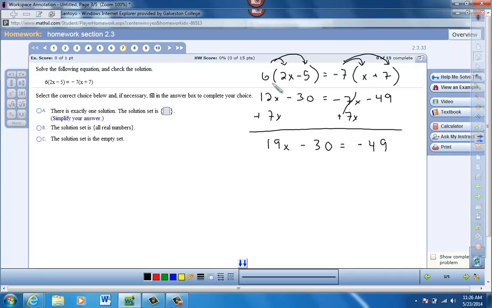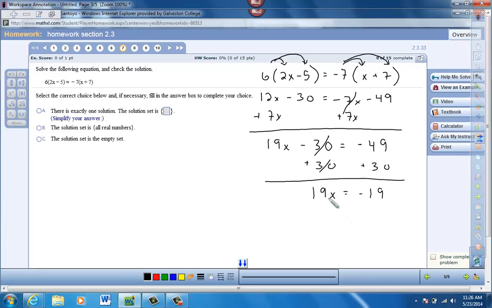Really nice because no longer do we have x on both sides of the equal sign, we just have it on one side. Now we want to get rid of this negative 30. Well, how do we do that? By doing the opposite. Add 30. Those will cancel. We'll be left with 19x equals, after subtracting there, we get a negative 19.